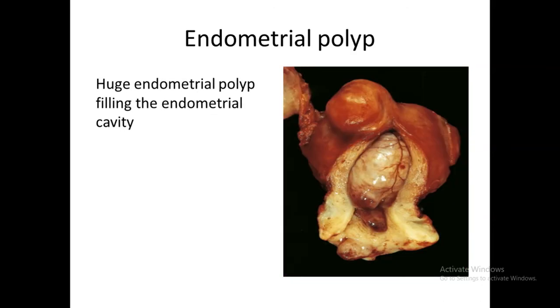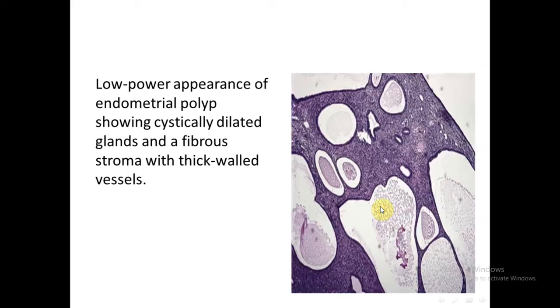This is endometrial polyp. We see here a large mass of a polypoid shape that fills the endometrial cavity. Here we have endometrial polyp. These are the microscopic features of endometrial polyp. We see these endometrial glands in their proliferative phase, showing cystically dilated structures.